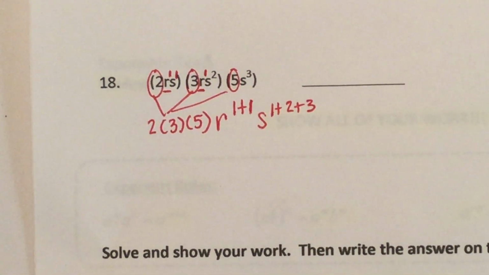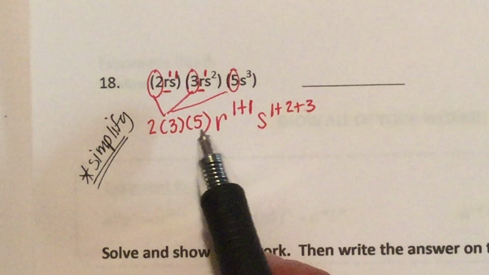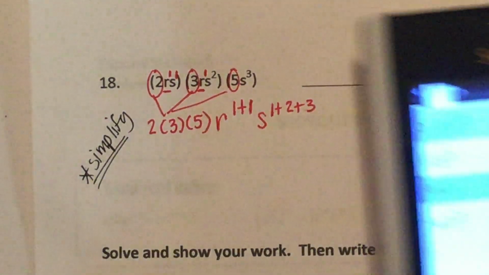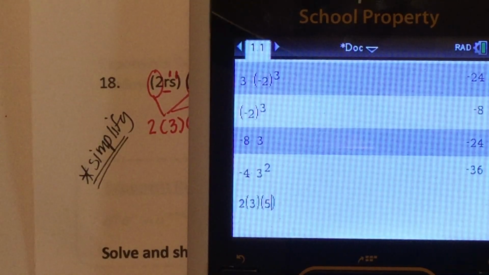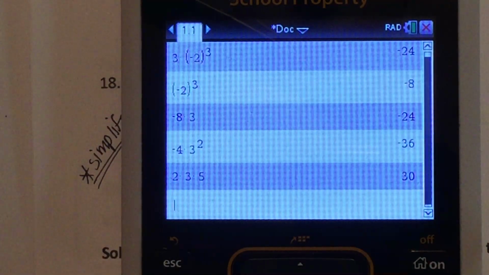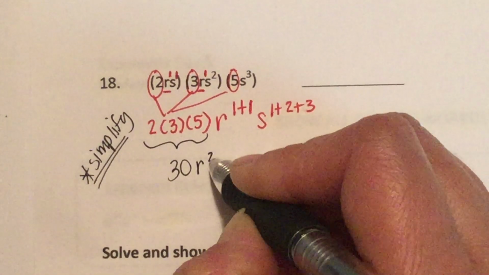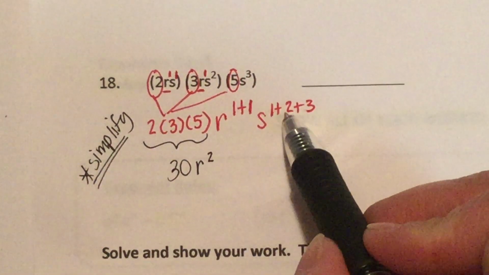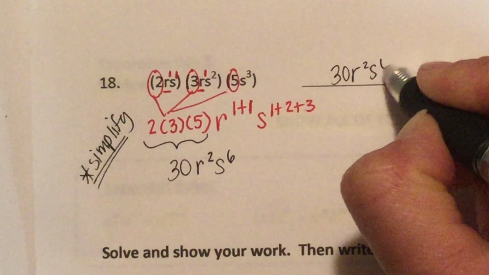Now you simplify. So you don't leave your answer like this. You need to simplify by using the calculator. You can take 2 times 3 times 5 in the calculator. You can do it in your head. If you use a calculator, you put all 3 terms together. 2 times 3 times 5, exactly the way it is on our paper. You're going to get 30. 2 times 3 is 6. 6 times 5 is 30. So this piece goes to 30. R is squared, 1 plus 1. S, 1 plus 2 is 3, plus 3 is 6. So s to the 6th. 30r squared, s to the 6th power.